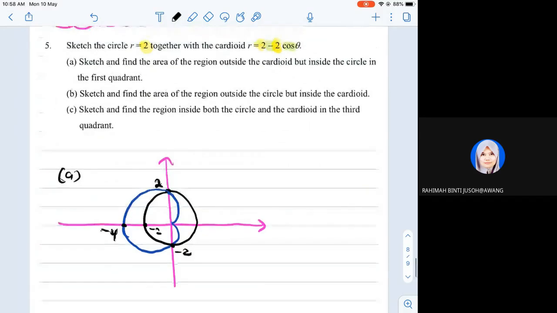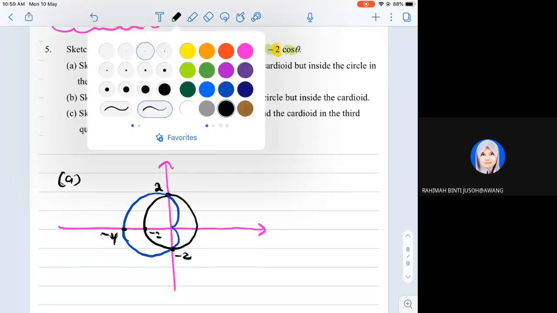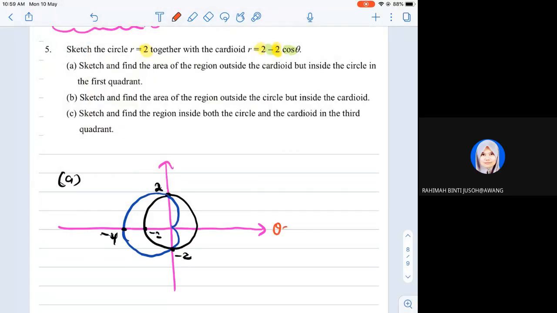Okay, now soalan yang pertama, soalan A tu. Sketch and find the region, the area of the region outside the cardioid, but inside the circle in first quadrant. Okay guys, bila soalan dia intersect dengan ngam atas paksi, tak perlu cari intersecting angle. Sebab kita boleh nampak directly from the axis. Okay, daripada axis kita dah tahu dah ni theta equals to 0. Nampak tak? Dia intersect betul-betul atas paksi. So, theta equals to pi over 2.